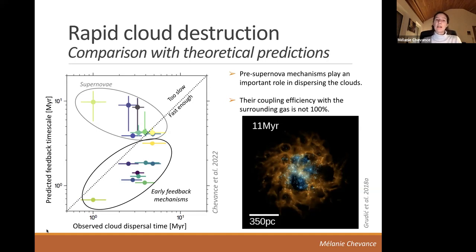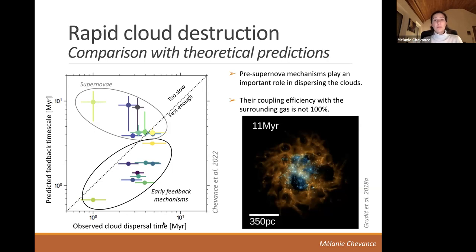So if we put the data points now on this plot, you see that for supernovae, each data point is a galaxy. In the supernovae case, all the data points are above the line. So supernovae arrive too late, when the clouds are, by observations, already destroyed. For the case of early feedback mechanisms, where I'm including here the fastest mechanism between winds and photoionization, all the data points are below the line. So winds and photoionization are fast enough to destroy the clouds.